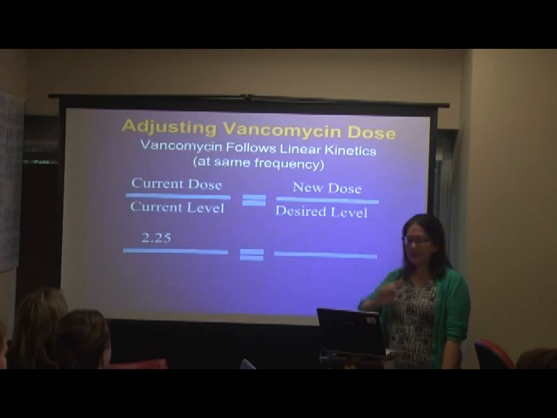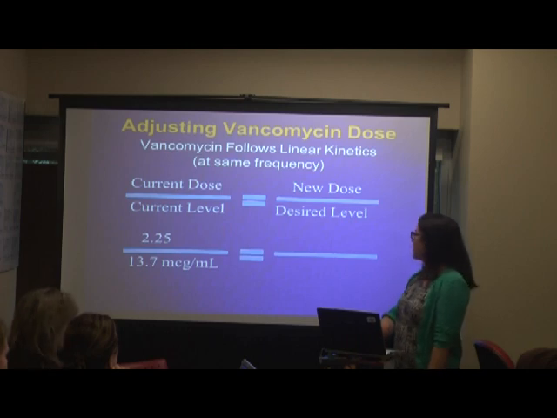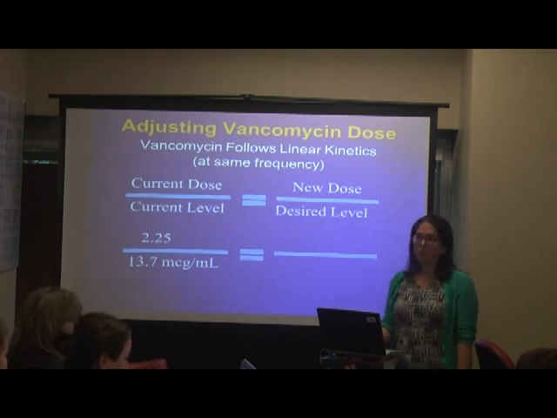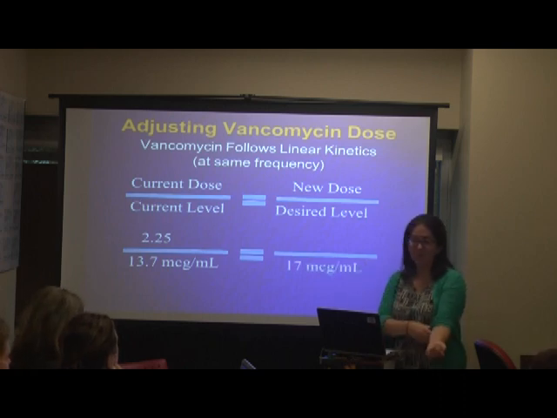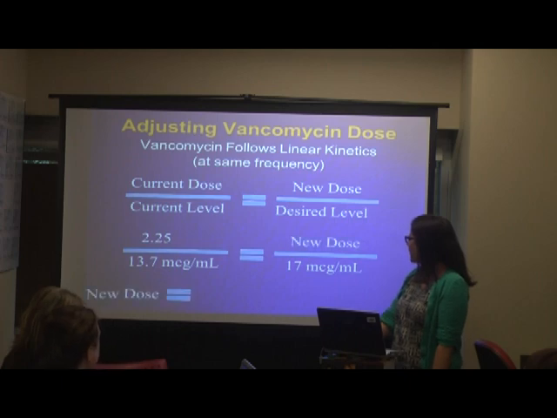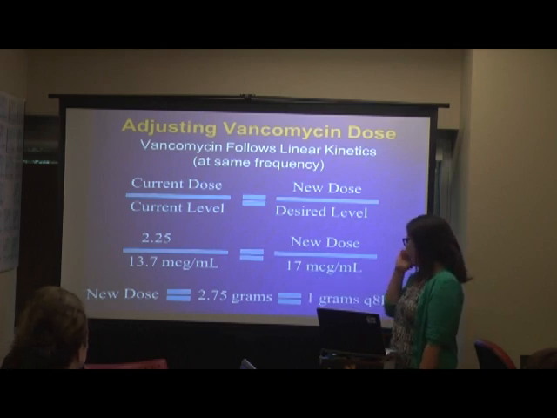So in this last case, we had a dose of 2.25, and we had a level of 13.7. So what would our desired level be? We could put 17, but there's a range. And in this case, our new dose would be 2.75 grams. And we were dosing this patient Q8 already, so that would be 1 gram Q8.